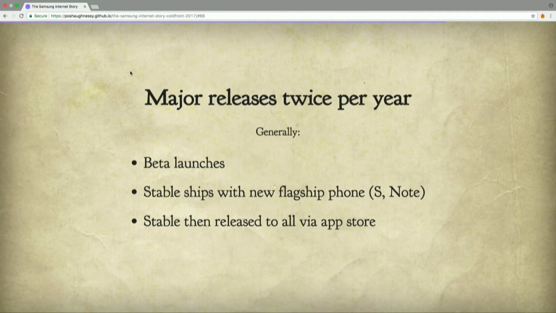As I mentioned earlier, I'll just run through it quickly now. We have major releases twice per year with a beta, then the flagship phone launch, and then it gets released to everyone else. And then aside from that, we have minor updates, which are not the Chromium engine upgrades, but more like smaller features and fixes and things that we need to put in.